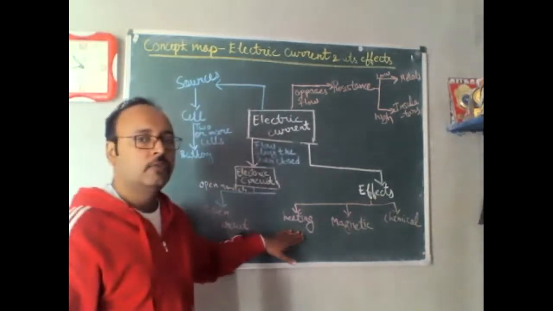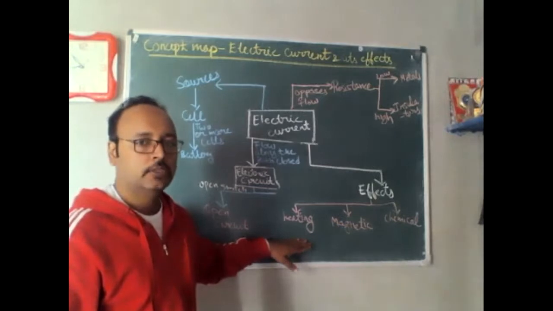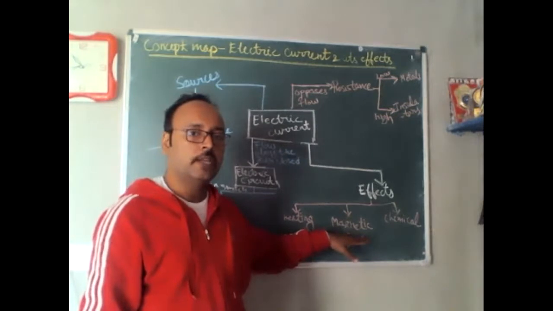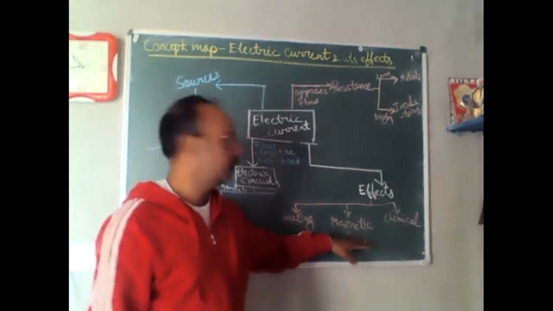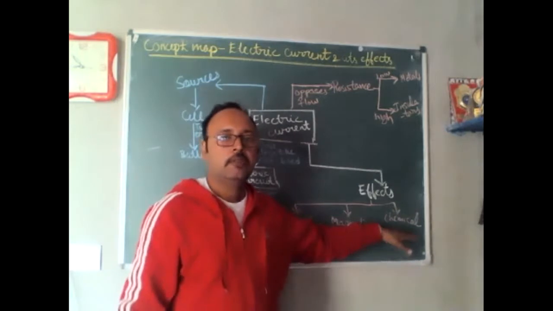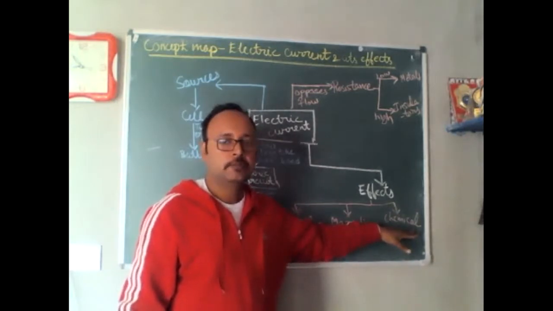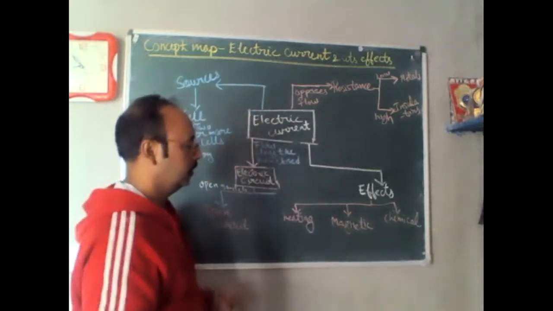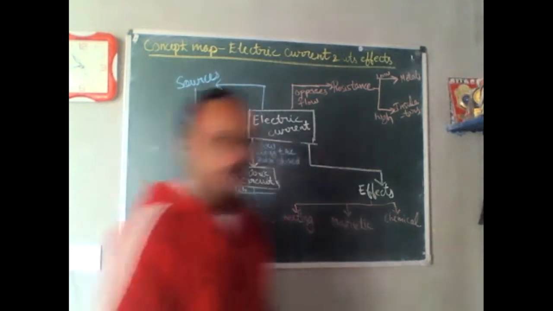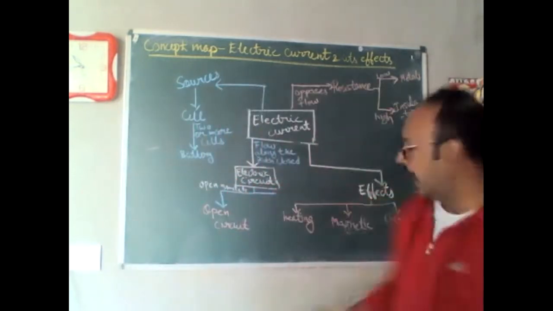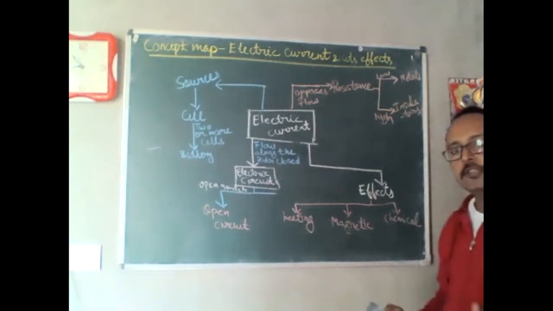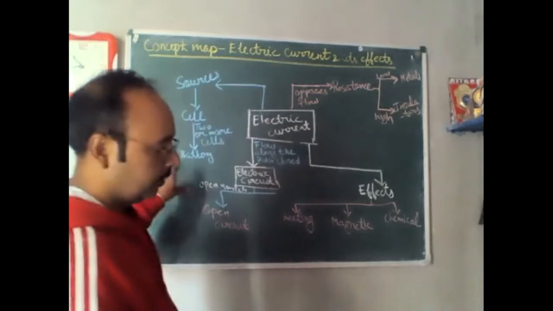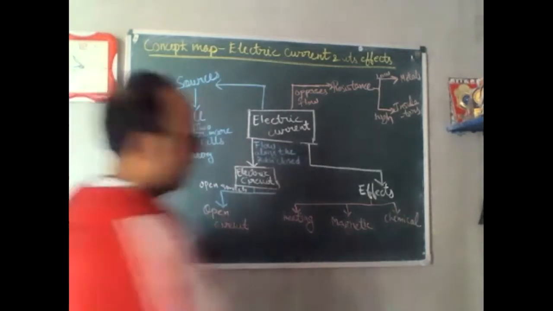Whenever the current flows through a conductor, then it becomes hot. That is heating effect of current. Whenever the current flows through a conductor, then it behaves like a magnet, and that is known as magnetic effect of current. Then chemical. Whenever the current flows through a chemical, then it produces ions. That is known as chemical effect of current. So these two we have already discussed in this chapter, heating and magnetic. Now let us discuss one by one the heating and magnetic effects of current. That what we have studied in this chapter about heating and magnetic.